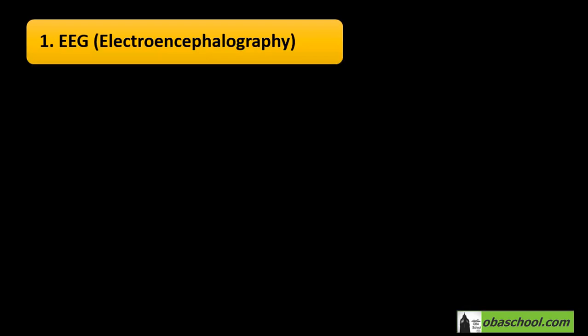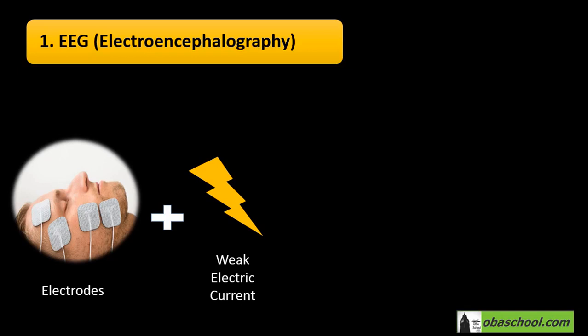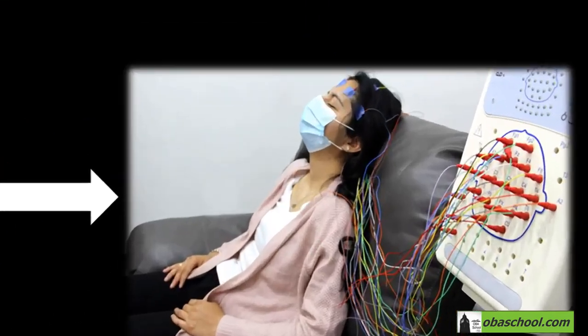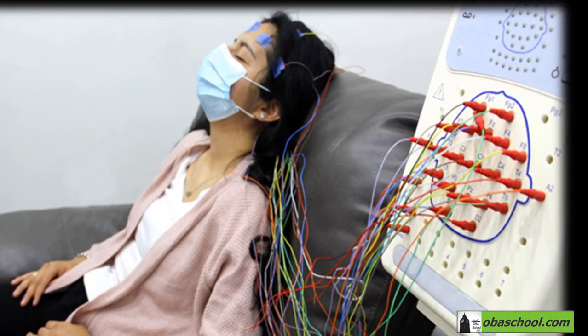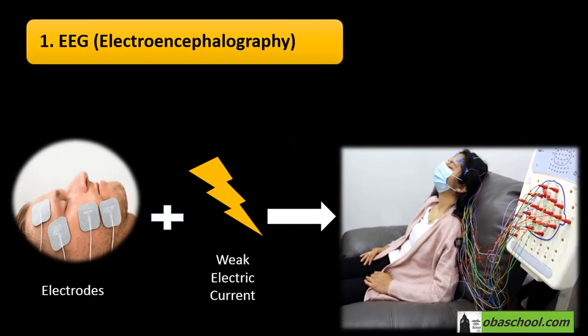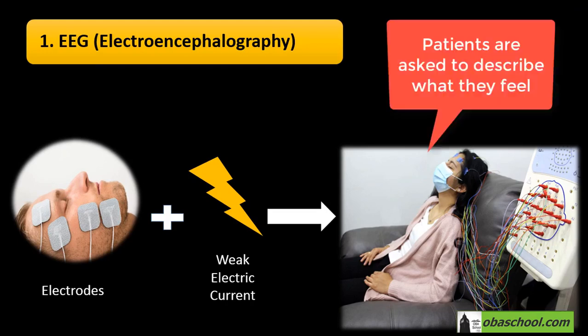It is actually possible. EEG uses electrodes that carry weak electric current. Each electrode is responsible for investigating a certain function. Then, these electrodes are spread around the brain of a patient. After that, patients are asked to describe what they feel.